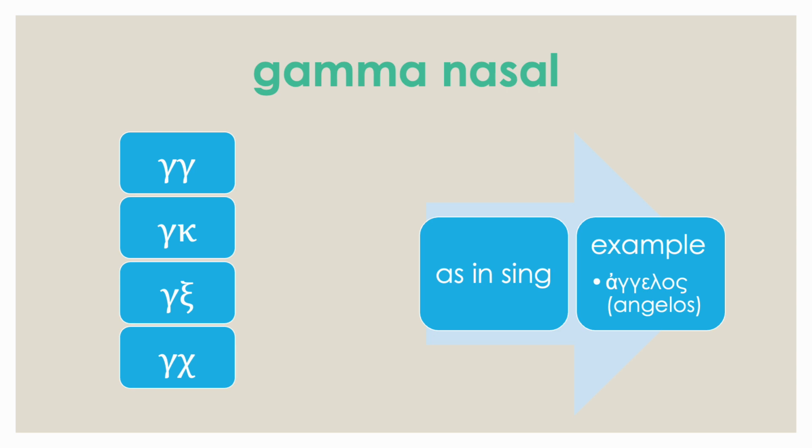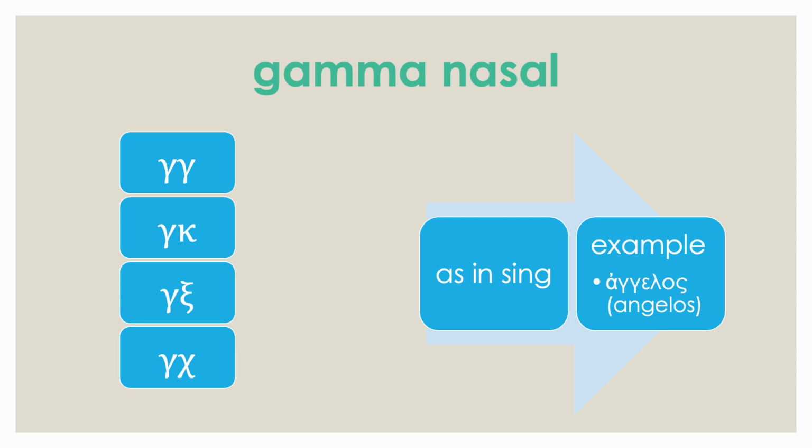There is also a combination of letters called the gamma nasal. This is where the gamma goes with another consonant but sounds like an N. Two gammas, a gamma and a kappa, a gamma and a xi, or a gamma and a chi. Two gammas together will sound like ng, like in sing. A gamma with a kappa sounds like nk. A gamma with xi sounds like nx. A gamma with a chi sounds again like nk, but spelled differently.